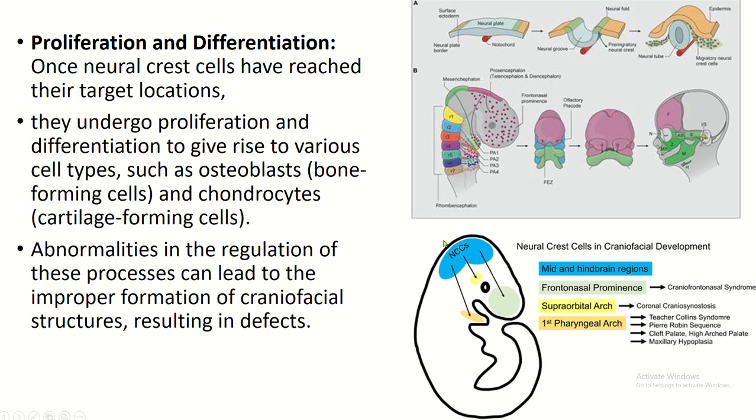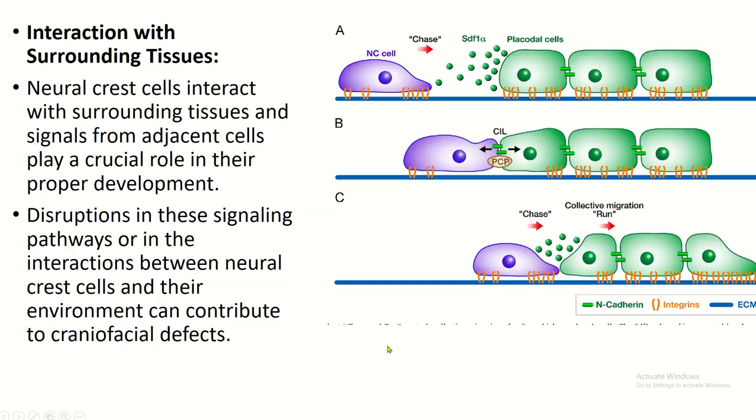Proliferation and differentiation. Neural crest cells reach their target location, and after that they proliferate and differentiate. Sometimes there is a problem in proliferation and differentiation. This causes destruction of the tissue and creates craniofacial abnormality. The neural crest cells also interact with the surrounding cells, and this communication is very essential for the interactions and functions of the neural crest cells and also the collective migration.